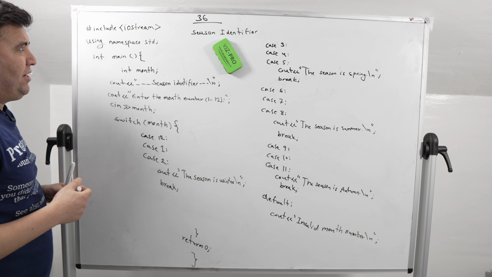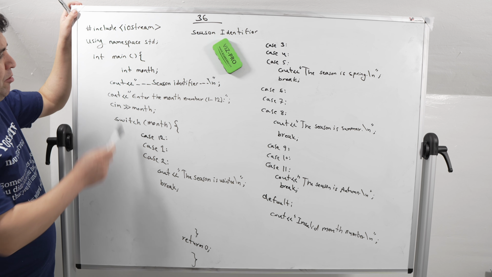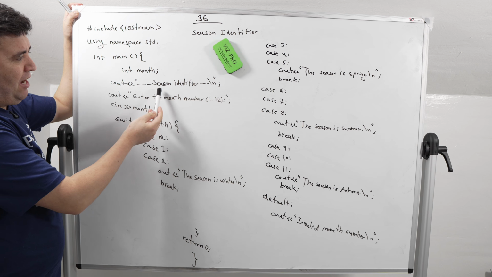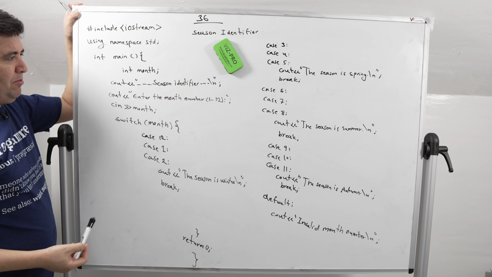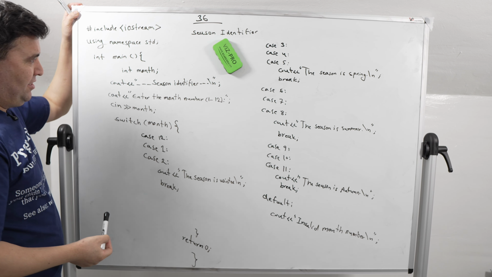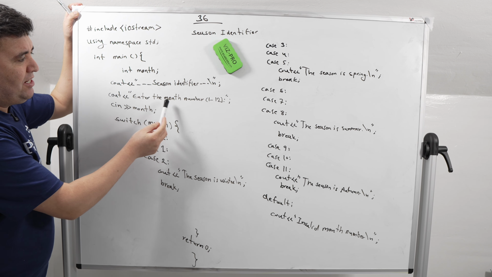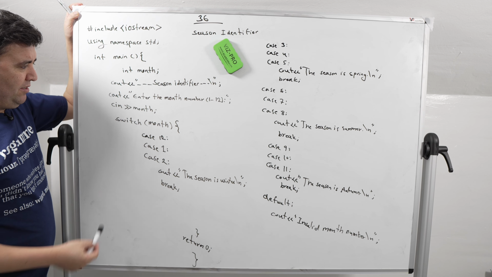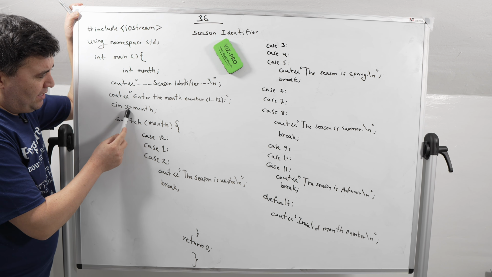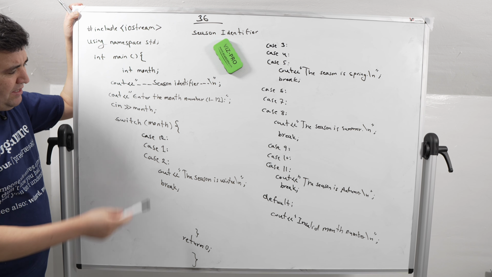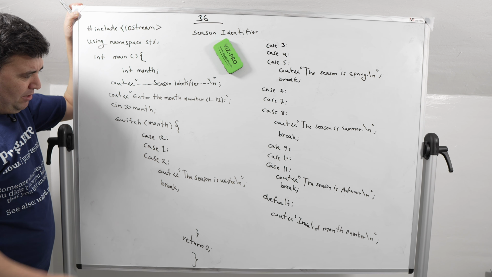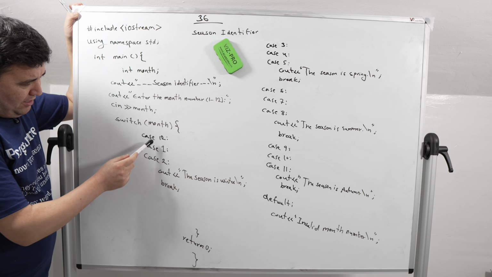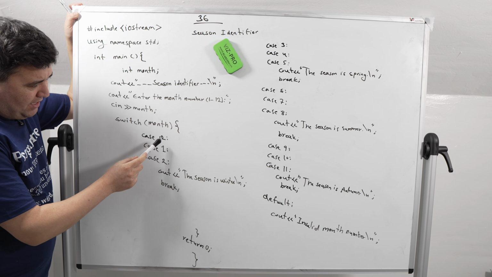So first, in this program, we declared a variable called month. And then we cout season identifier. So this program is used to identify the seasons. And we ask the user to enter the month number between 1 to 12. When the user enters that number, we store that number inside the month variable, and then we switch the month variable, and we compare the value of the month variable and check for equality with the case values.